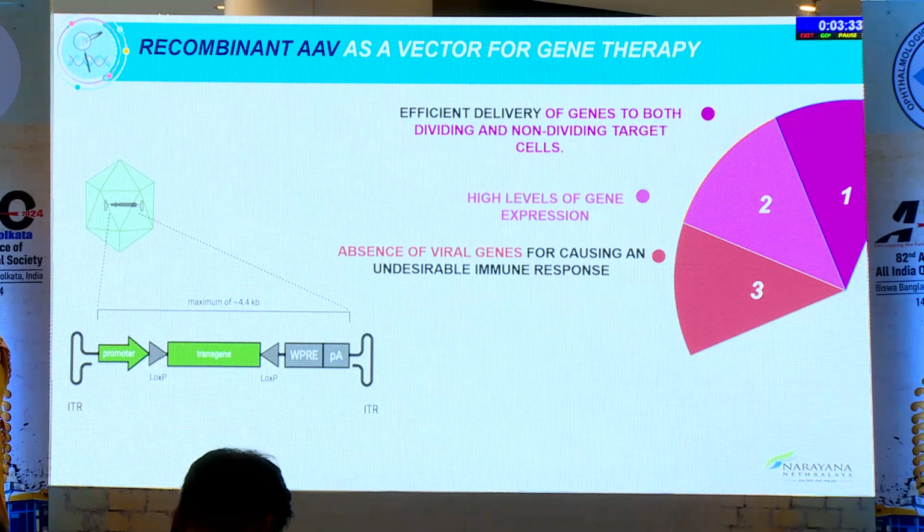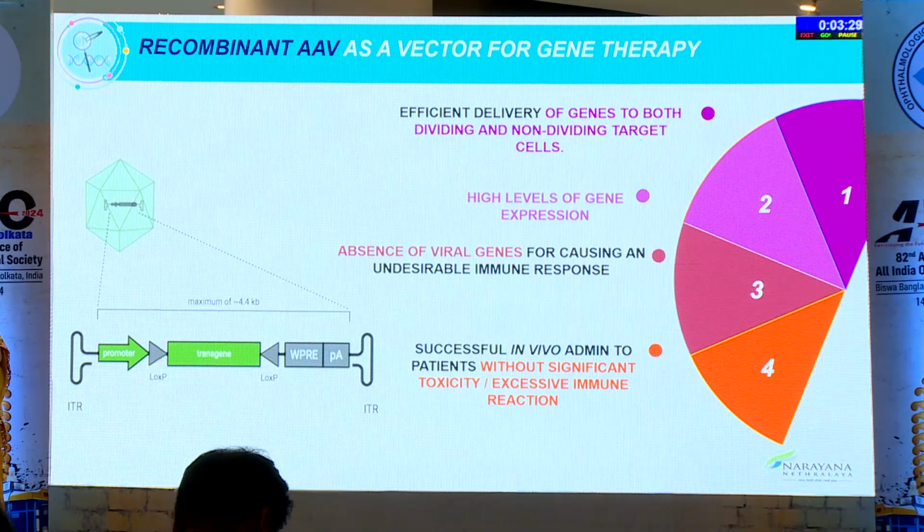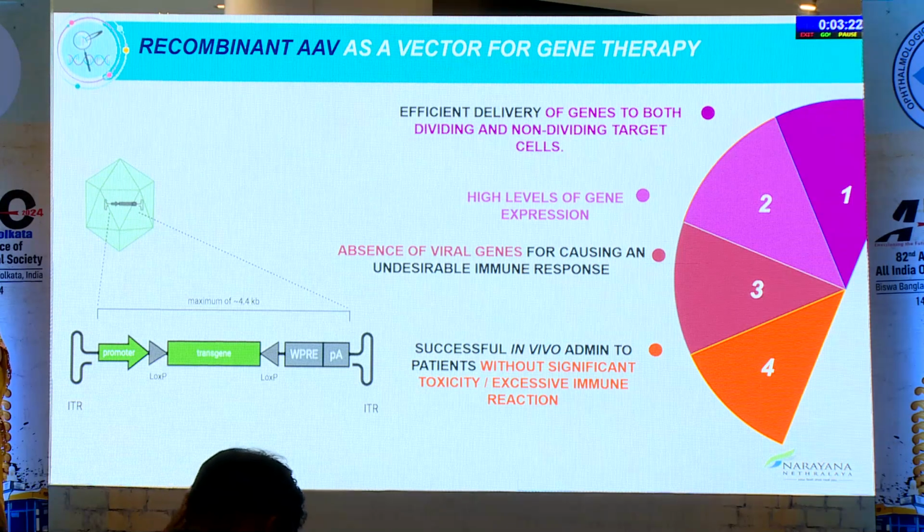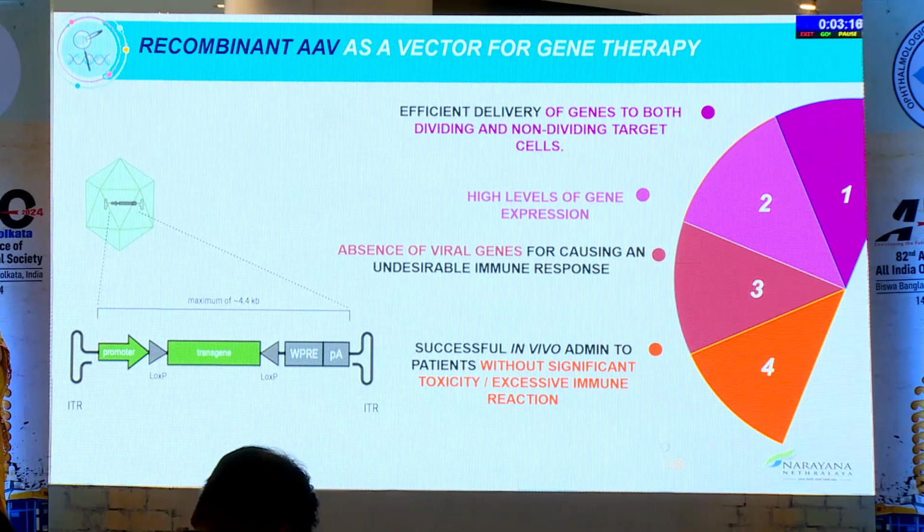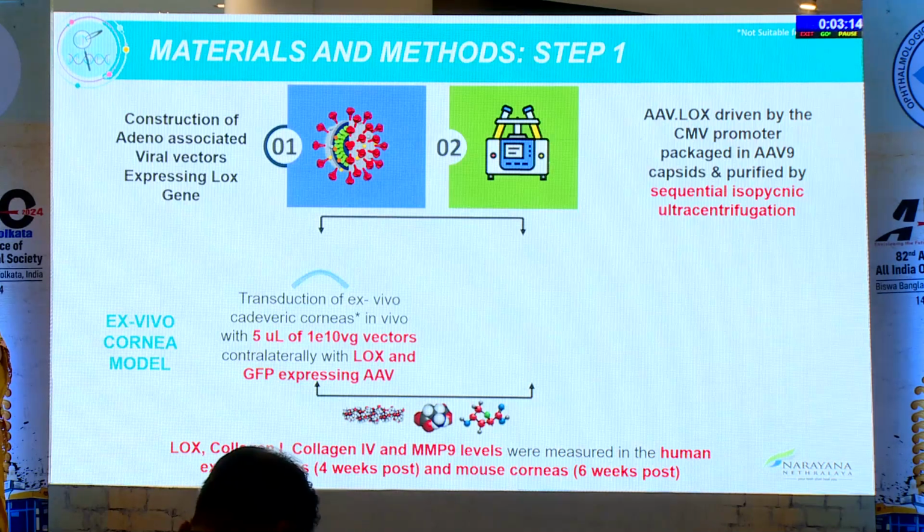Now, why AAV vectors? Because they are efficient at delivering genes to both dividing and non-dividing target cells. They have high levels of genetic expression, and an absence of viral genes, which is a potential cause of an undesirable immune response. And also, they don't cause any excessive toxicity or excessive immune response when delivered with an AAV vector. So our study was a three-step study.